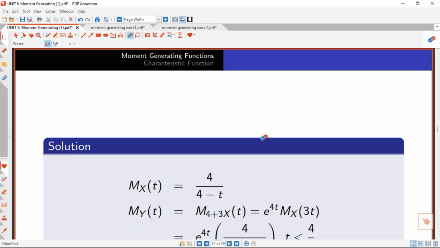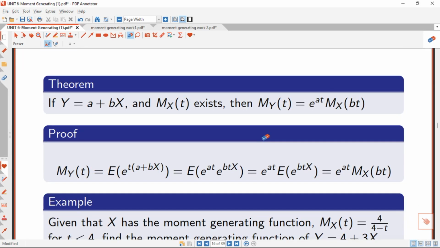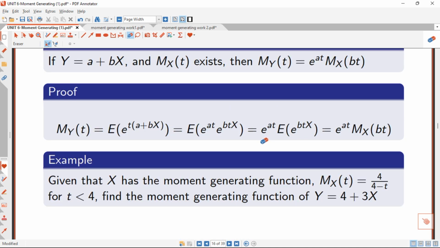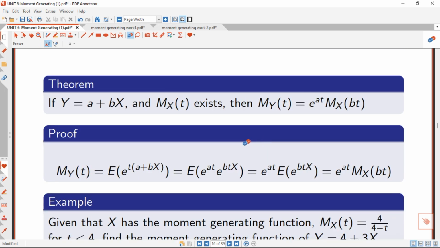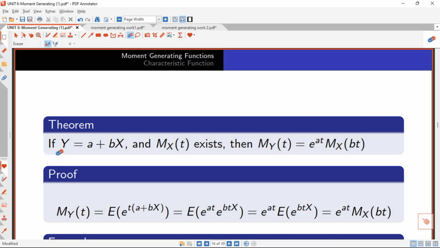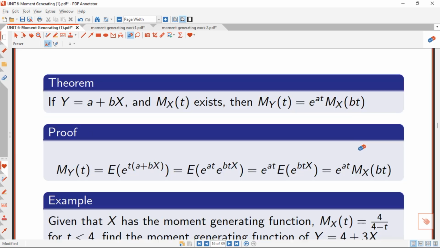And this, I think, is the last theorem that we have on the slides, and then we will bring the uniqueness theorem to an end. The last theorem says that if Y is equal to a plus bX, and M_X exists, then M_Y(t) will be equal to e raised to the power at times M_X of bt. So let's also prove it.